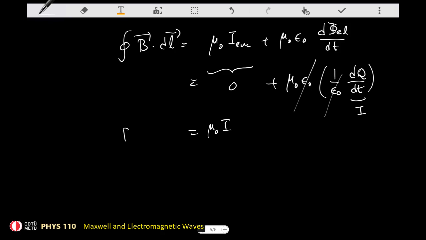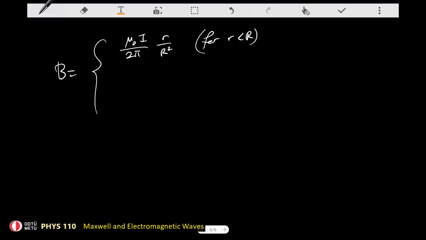So the left-hand side is again B times the circumference. Therefore the magnetic field in that case is equal to mu 0 I divided by 2 pi r for points outside. Let me summarize both of them. So the magnetic field is equal to mu 0 I divided by 2 pi, little r divided by R squared for a point inside, and mu 0 I divided by 2 pi r for a point outside.